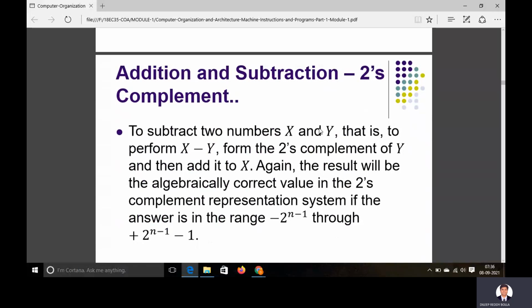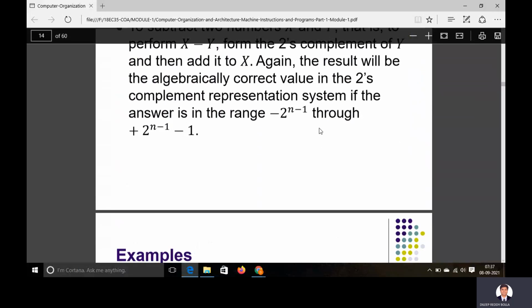It's an interesting part: if you do addition, we get subtraction. Nowhere do we do subtraction here. Even though we are performing x minus y, we're not using any subtractor. You can simply solve it by using only adders. And the range of this also will be the same. It will range from minus 2 power n minus 1 to 2 power n minus 1, minus 1.